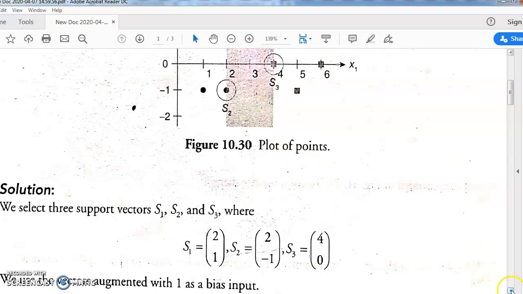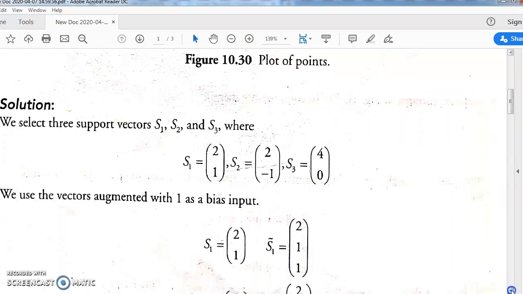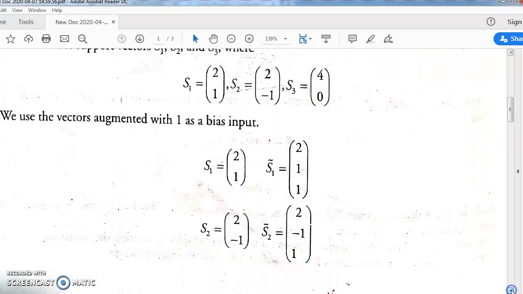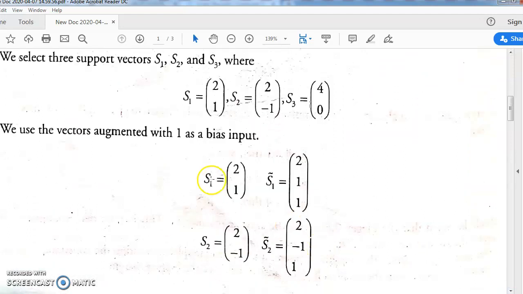So for that purpose, we will augment these vectors with the help of bias input 1. Bias is always 1. So what will S1 be after adding 1 as a bias input? Here you can see this is X, this is Y and B. You might remember the line equation which you have seen yesterday, which is X, Y and B. B is nothing but the bias input. So here X is 2, Y is 1 and 1 as a bias input. Similarly S2 is 2, -1 and 1. Similarly S3 is 4, 0 and 1.